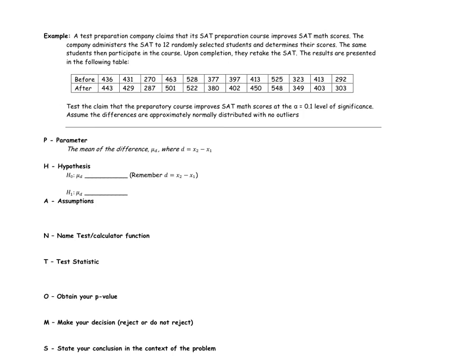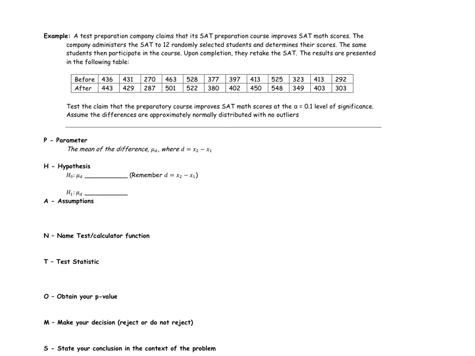All right, so now it's the practical problem, what you guys are doing. So a test preparation company claims that its SAT prep course improves SAT math scores. The company administers the SAT to 12 randomly selected students and determines their scores. The same students then participate in the course. Upon completion, they retake the SAT. The results are presented in the following table.